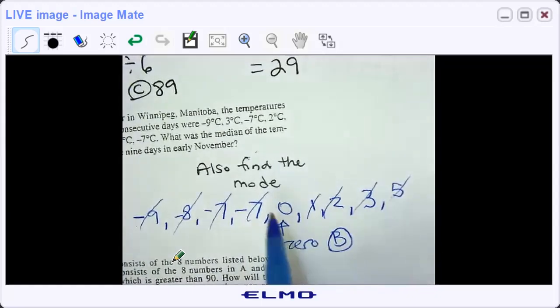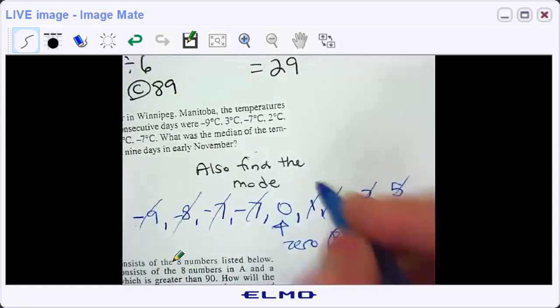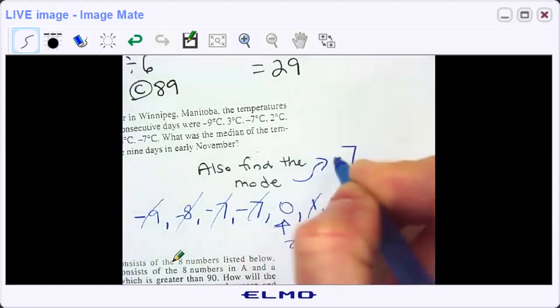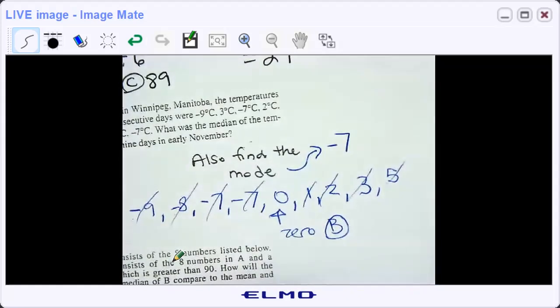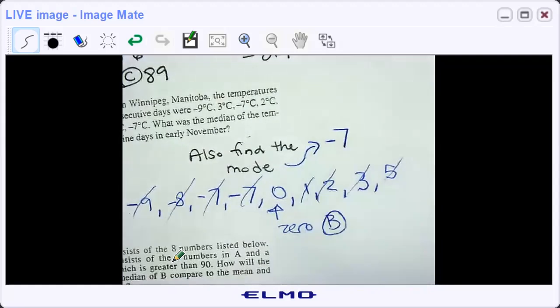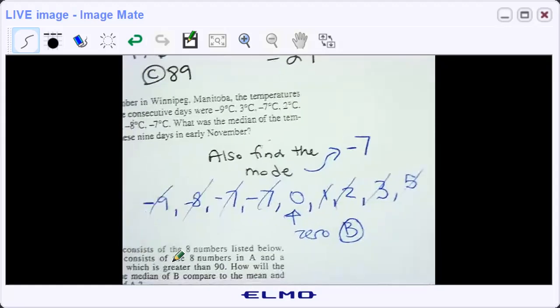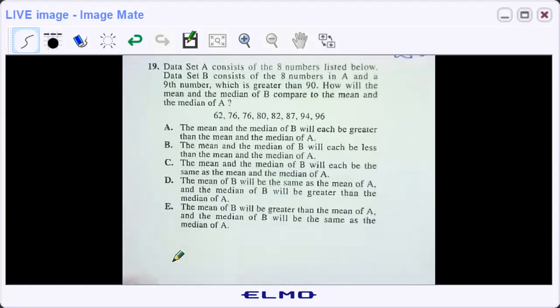All righty, now I ask you to find the mode of this one. So if you notice, all the numbers are listed one time except the -7. So the mode is going to be that one that's listed twice. You can have more than one mode, certainly, in a set of data. All righty, let's scoot up to the last one.